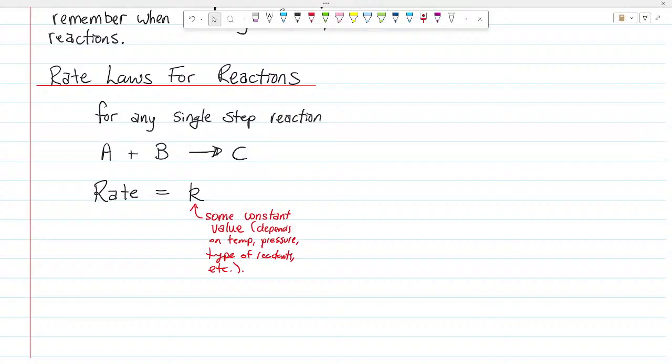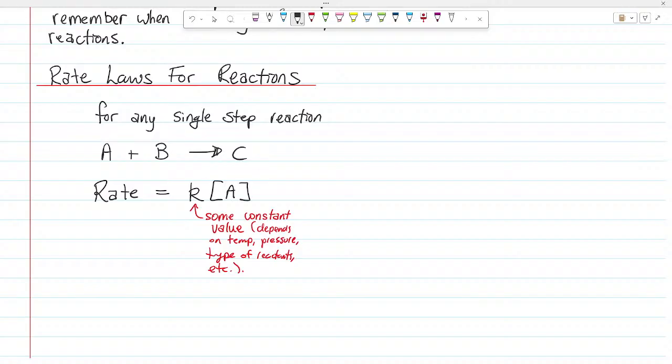Does that make sense? So that's a linear relationship. If you double the amount of A, then B should bump into A twice as often. And if you triple the amount of A, then B should bump into A 3 times as often, right? And if you have 10 times as much A, B should bump into A 10 times as often. Does that make sense? So it's linear, which means that we can just multiply this by the concentration of A.